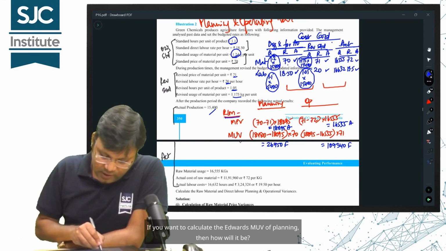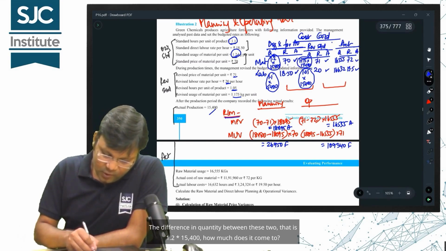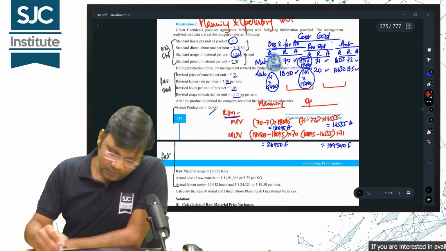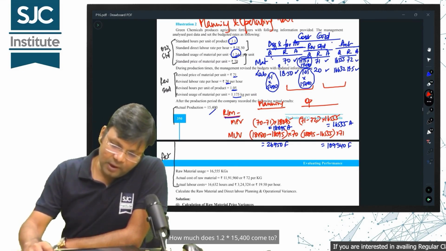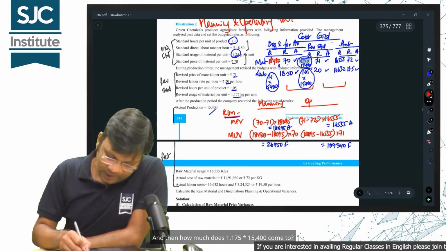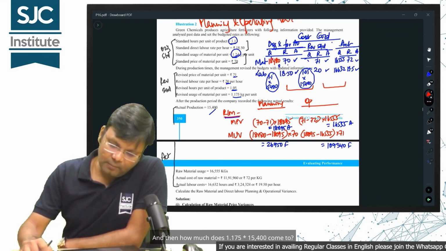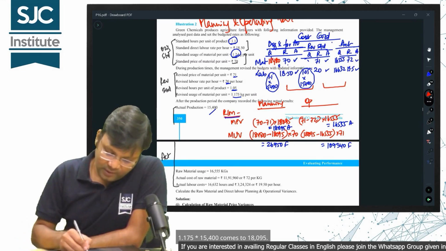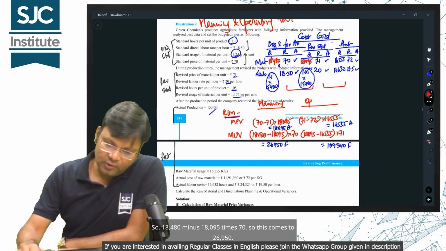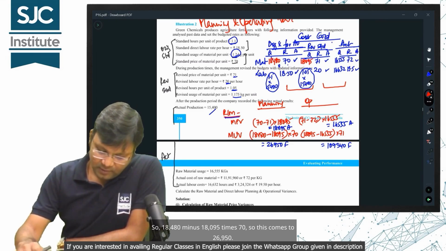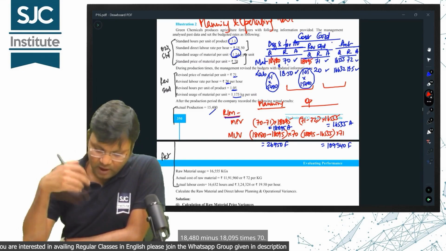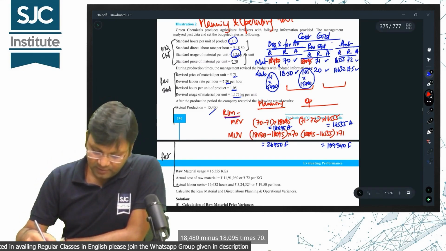If you want to calculate the MUV of planning, then how will it be? The difference in quantity between these two, that is 1.2 * 15,400, how much does it come to? 18,480, right? And then 1.175 * 15,400 comes to 18,095. So 18,480 minus 18,095 times 70. So this comes to 26,950.